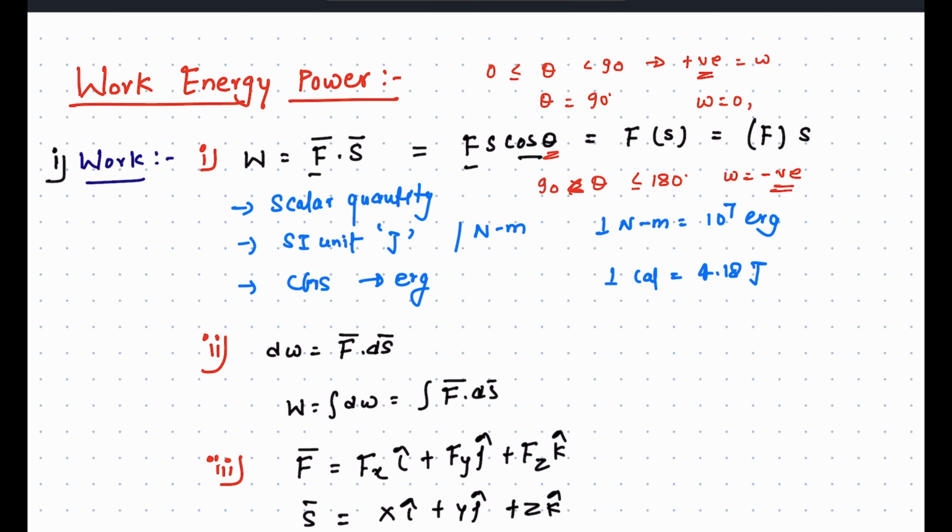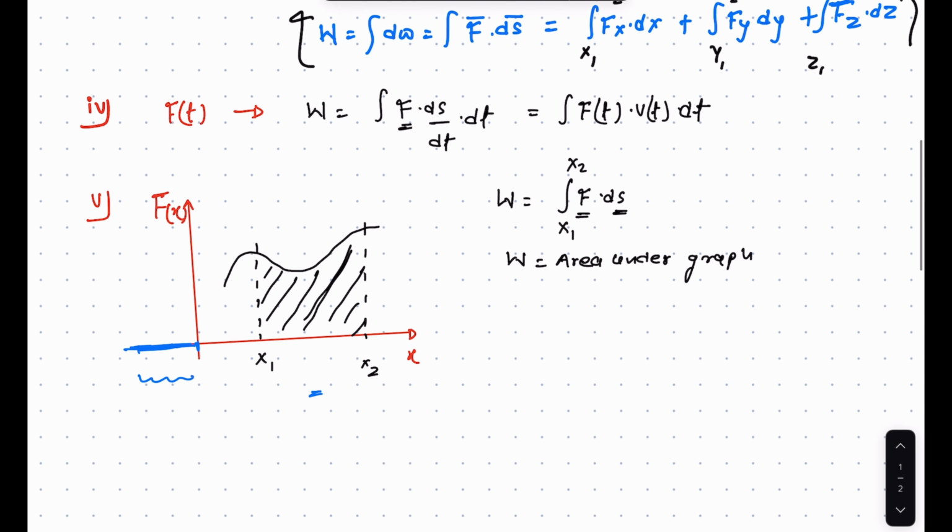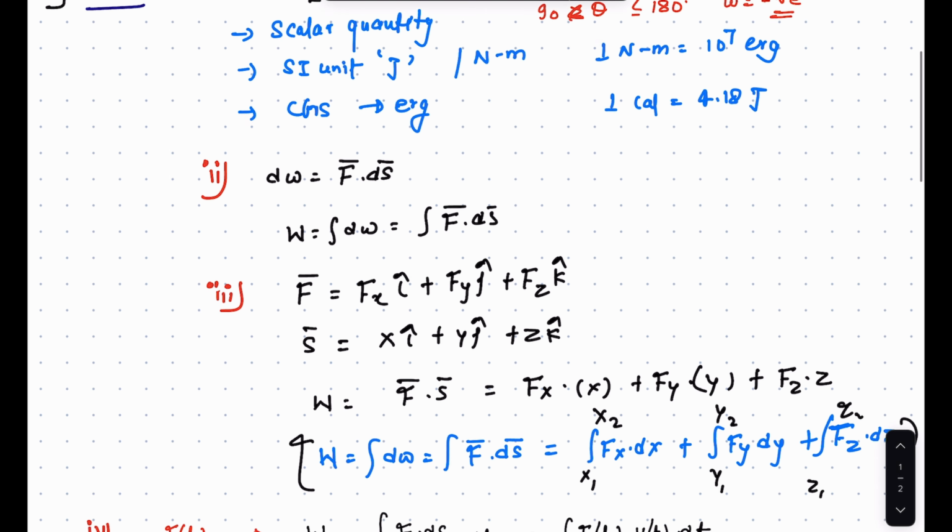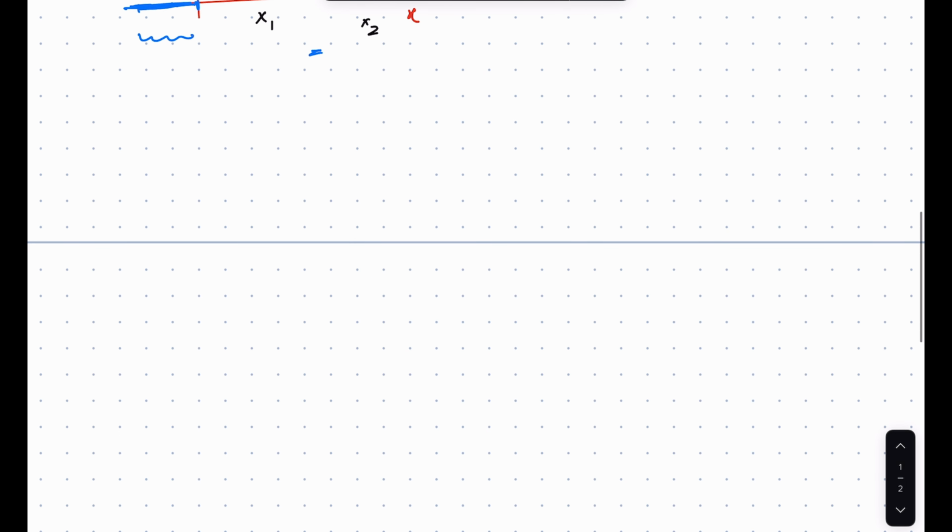Okay, this is about work done: what is work, how do we calculate it, all those things. Now let's go to the next thing. After the calculation of work in this chapter, we go to kinetic energy. So kinetic energy, we define it like this.